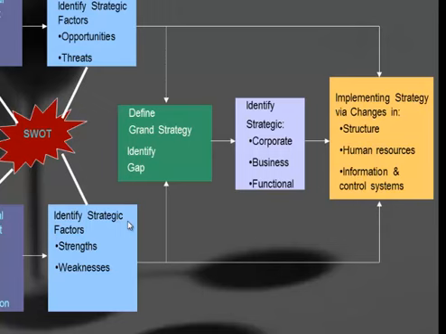Once you've decided that, you clean your windshield, you buy your snacks, you determine which roads you're going to take. Are you going to stop at the Caribou on the way? So this is you allocating your resources, all right? Are you looking at your strategy from a corporate, a business, or a functional perspective? And then you drive. Okay, you get in the car and you start implementing your strategy. Are you going to make changes in structure, in human resources, in information or control systems?